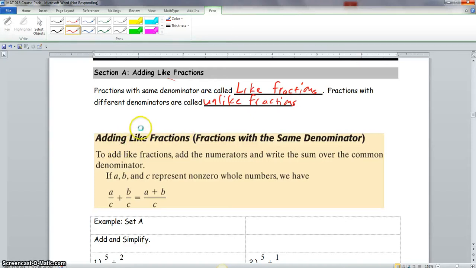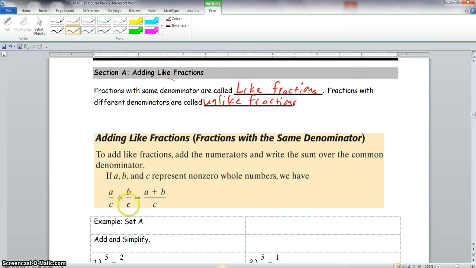Okay, class, picking up where we left off. Fractions with the same denominator are called like fractions. Fractions with different denominators are called unlike fractions. Adding like fractions. To add like fractions, add the numerators and write the sum over the common denominator.